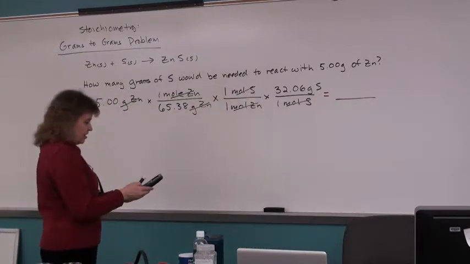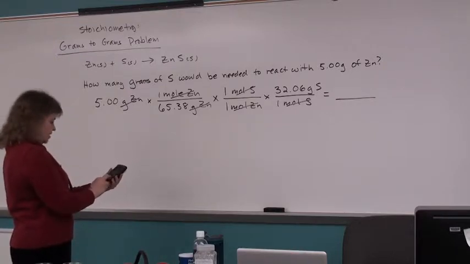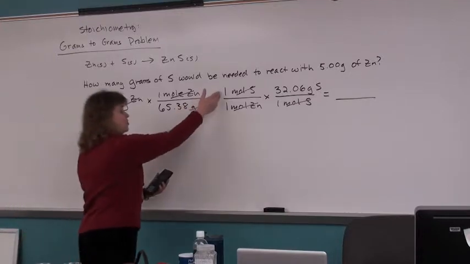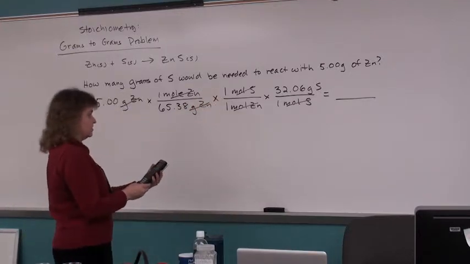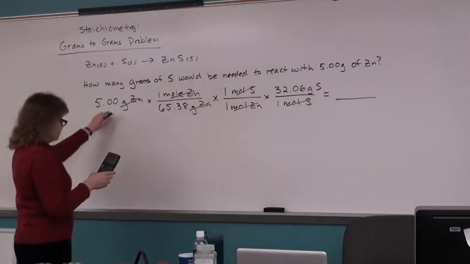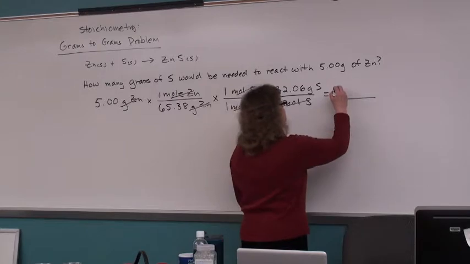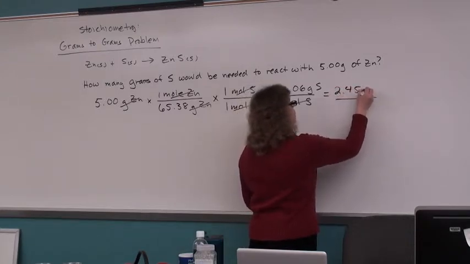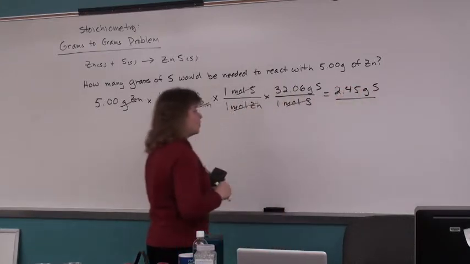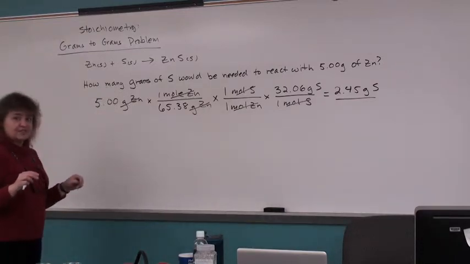And on the calculator, I'm going to put in 5 divided by 65.38. And then I can skip the 1:1 because they will cancel out. And then times 32.06. And on my calculator, I get, with 3 sig figs, 2.45. 2.45 grams of sulfur are required to perfectly react with 5 grams of zinc.